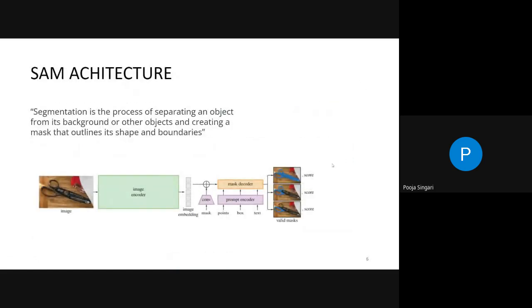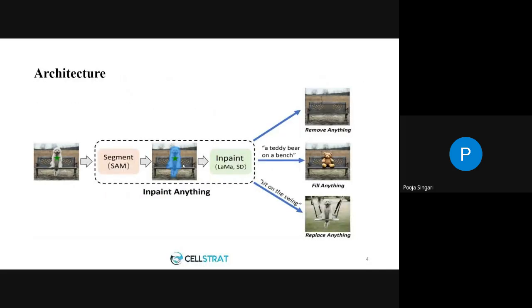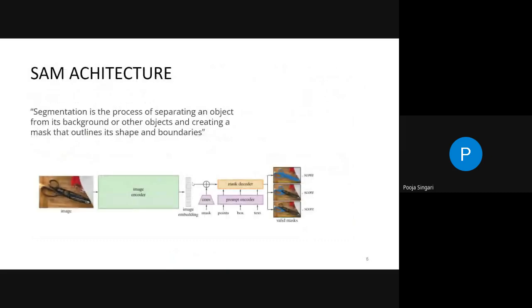Now I'd like to delve deeper into the two deep learning models which were fused together to implement the virtual try-on application. The first one being the SAM architecture, which stands for Segment Anything Model. Segmentation is the process of separating an object from its background or other objects and creating a mask that outlines its shape and boundaries. Like I had shown before, it masks the dog by creating a boundary and coloring it. So you can distinguish it from the environment.